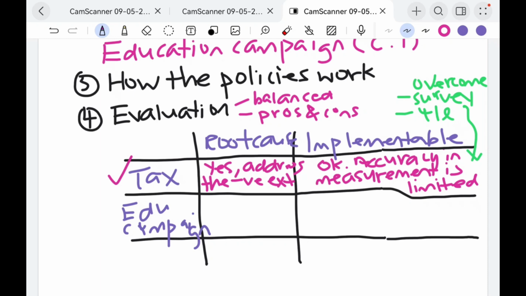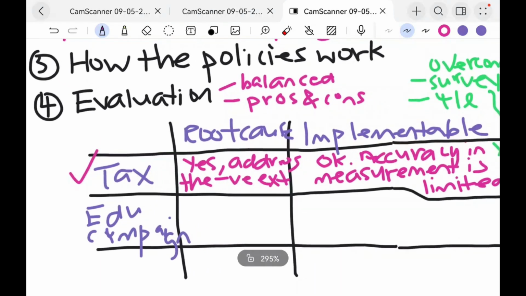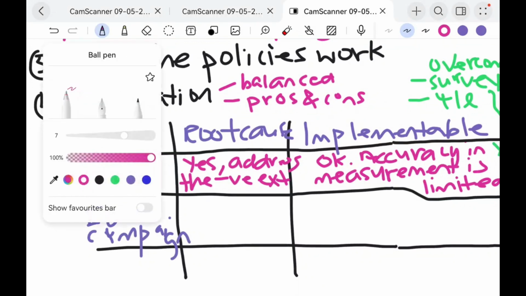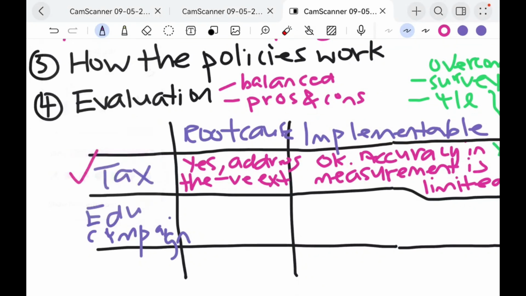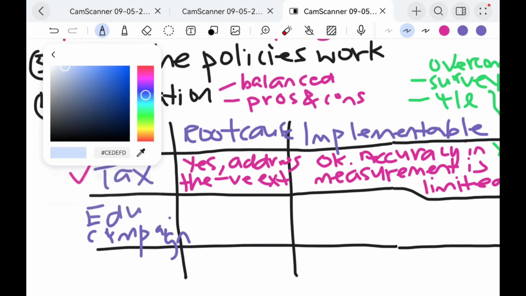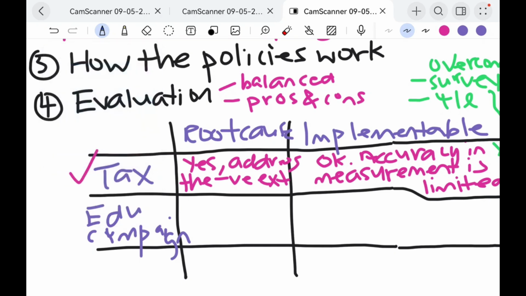Okay. Then let's talk about the second policy, which is the education campaign. Okay, let me use another color so you can differentiate the two policies. Okay, so for education campaign, does it address the root cause? This tackles the part about consumer ignorance about the actual cost of wearing the fast fashion clothes. So for education campaign, yes, because it will tell the consumers the actual cost.